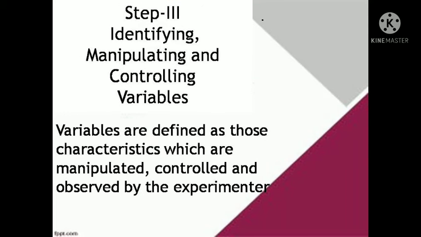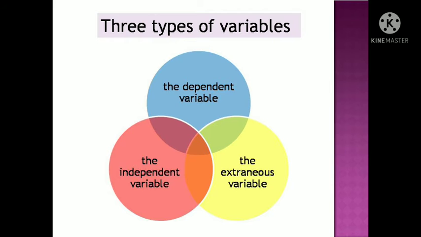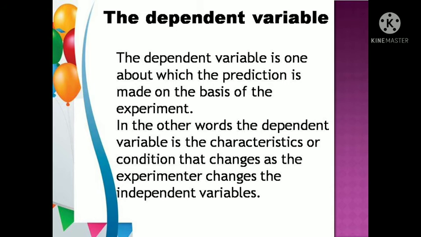Step 3. Identifying, manipulating and controlling variables. Variables are defined as those characteristics which are manipulated, controlled and observed by the experimenter. There are three types of variables: the dependent variables, the independent variables and the extraneous variables. First one is the dependent variable. The dependent variable is one about which the prediction is made on the basis of the experiment. In other words, the dependent variable is the characteristic or condition that changes as the experimenter changes the independent variable.